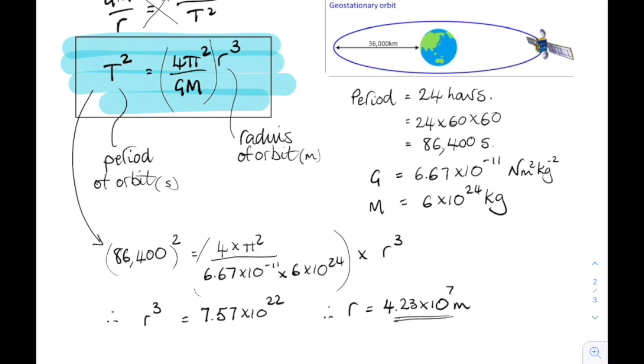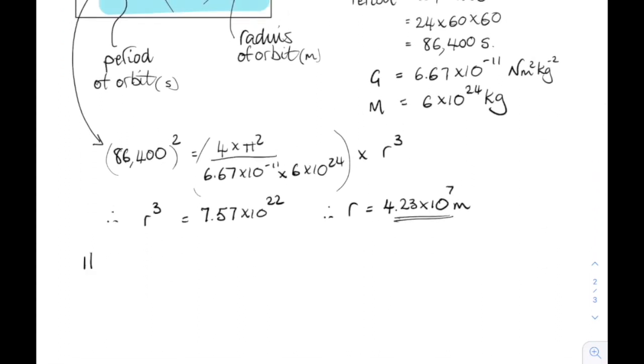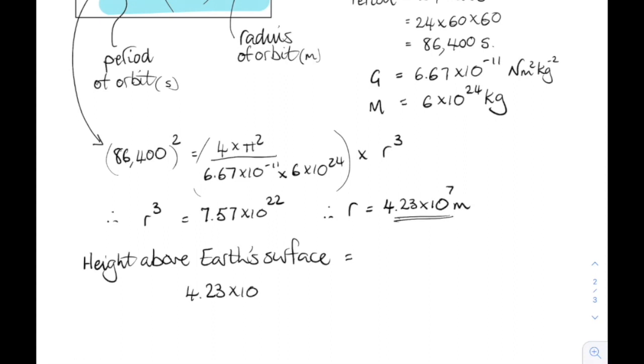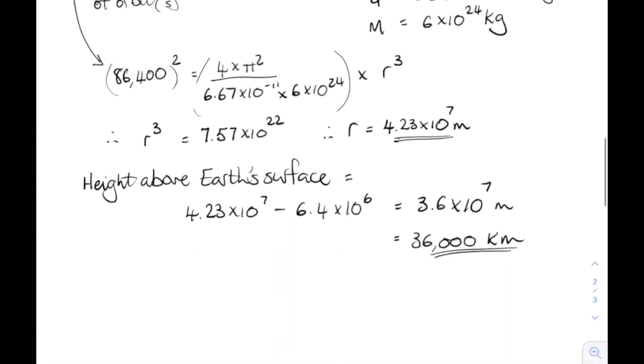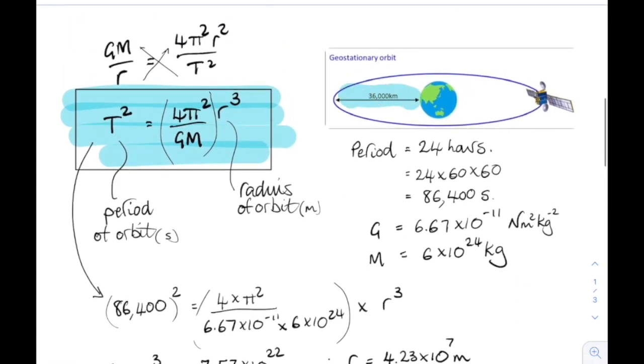Now remember, that's the radius of the orbit measured from the centre of the Earth. So if we want the height of the orbit above sea level, then all we have to do is subtract the radius of the Earth from that value. So 4.23 times 10 to the 7 minus the radius of the Earth, 6.4 times 10 to the 6, gives us an answer of 3.6 times 10 to the 7 metres. And that is 36,000 kilometres. So the height of a geostationary orbit above the surface of the Earth is 36,000 kilometres.